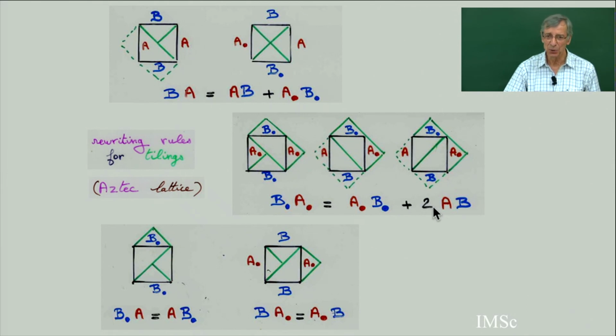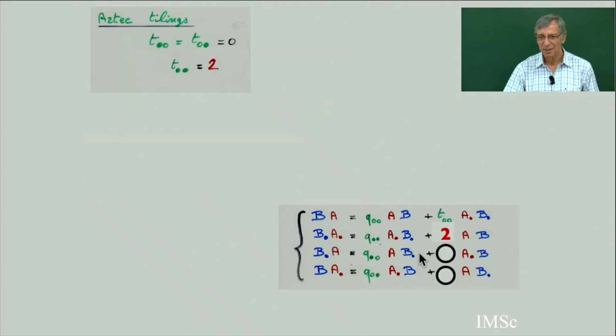So a 2 appears here. There are two possibilities to get the rewriting b dot a equal ab in two different ways. I have a 2, and everything else should work. This commutation, this equation, this equation. Now you recognize that this system of equations is exactly the same as for the alternate sign matrices, except that instead of a 1, you have a 2 here.